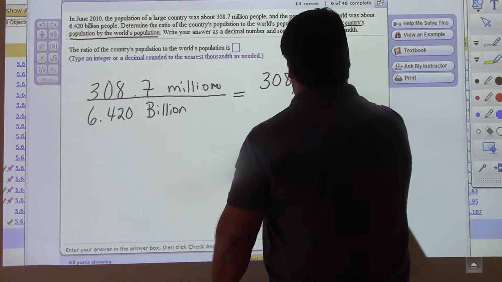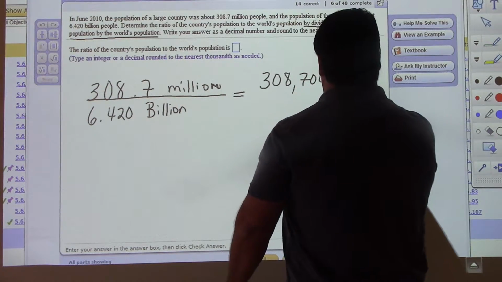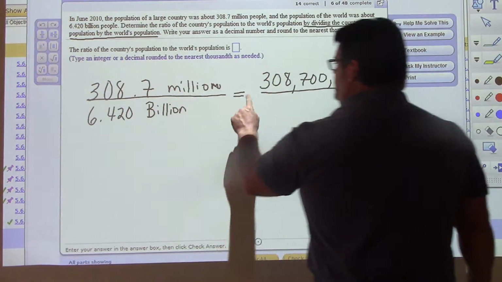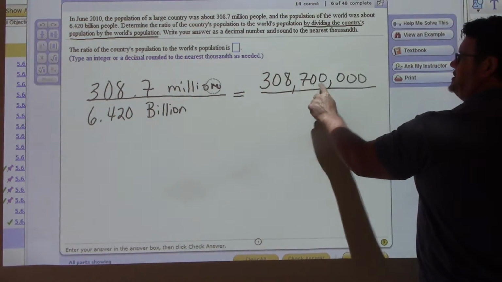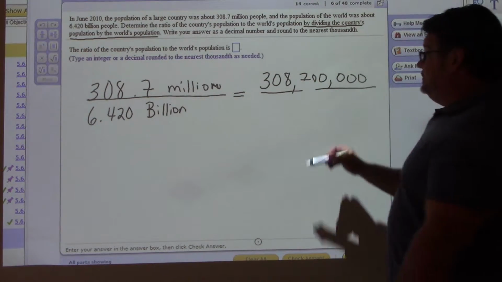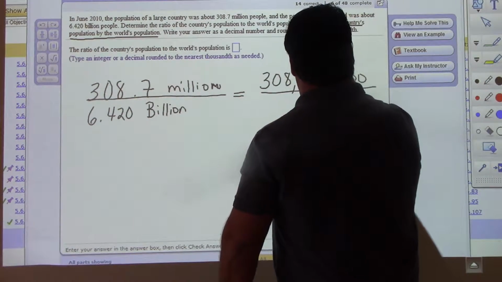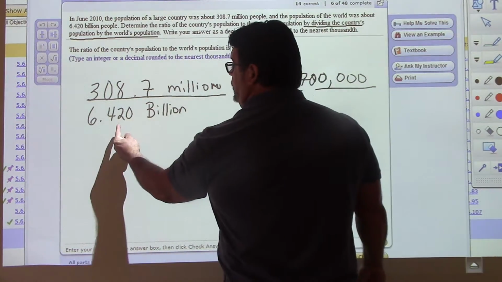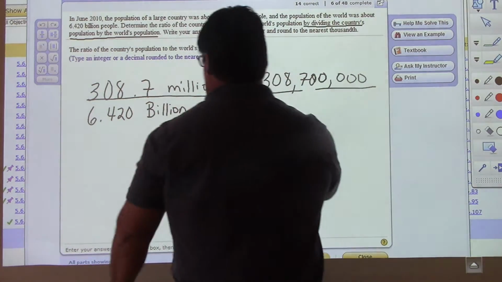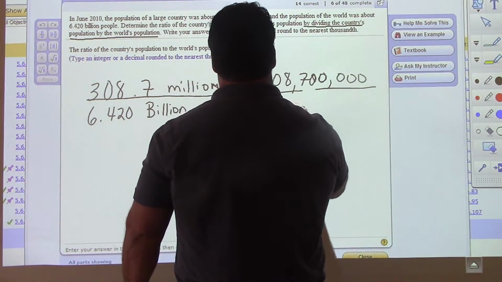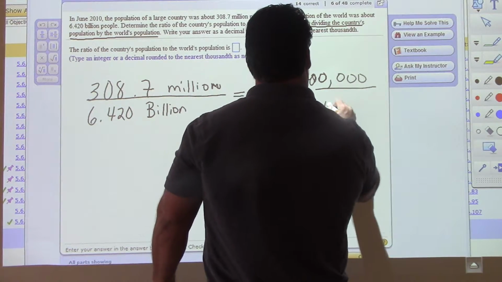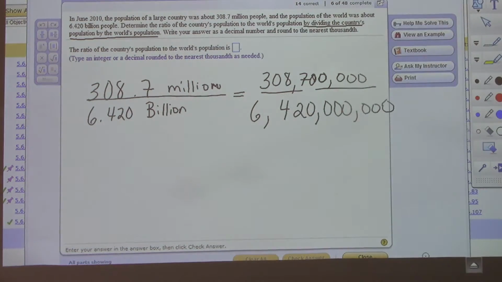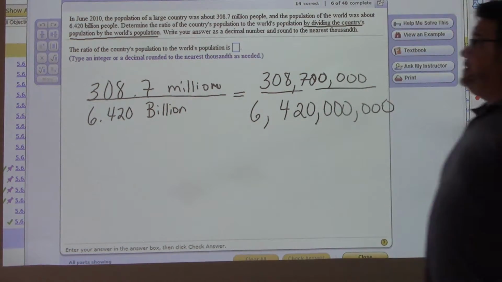308 million 700 what? 308.7 million is equal to 308,700,000. A lot of people don't realize that. Now what is this? 6 what? Billion 420 million. There you go. 6 billion 420 million. All right, now you can do your math, now that you've got it written in something that you can understand.